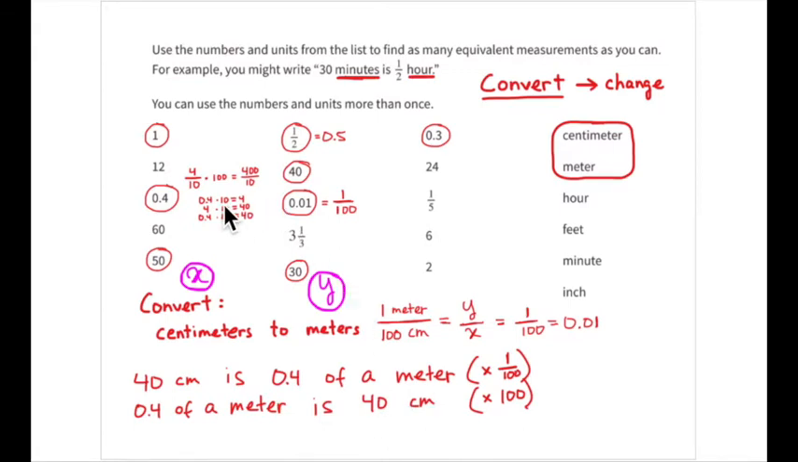So the relationship up here, 1 to 100th. So 1 centimeter is 1/100th of a meter. 40 centimeters is 4/10 of a meter. 50 centimeters is 1/2 of a meter, or 5/10 of a meter. And 30 centimeters is 3/10 of a meter. So those relationships of 1 to 100, or 100 to 1.